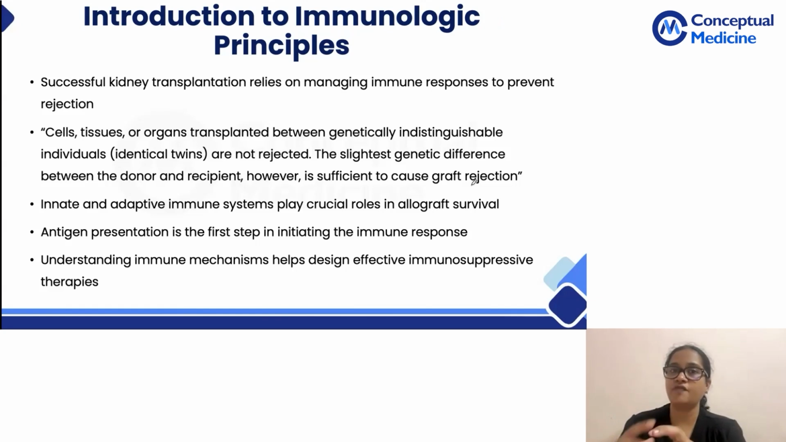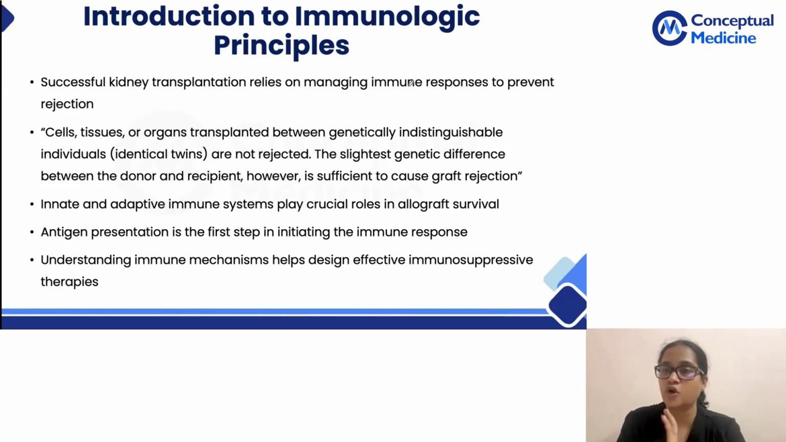So now what will happen when you give a foreign kidney? So the donor is not your own identical twin. Only identical twins will have everything similar. Okay. Otherwise, all of us will have genetic differences, we'll have antigen differences in many portions of our genome. Okay, so for any organ that is being given, the biggest challenge is how do you make the body accept the new organ which is coming from a genetically completely different individual. So that is the main challenge. So it relies on managing the immune responses to prevent rejection.